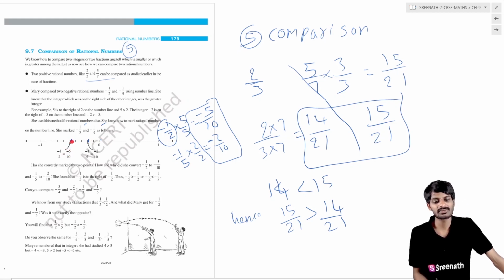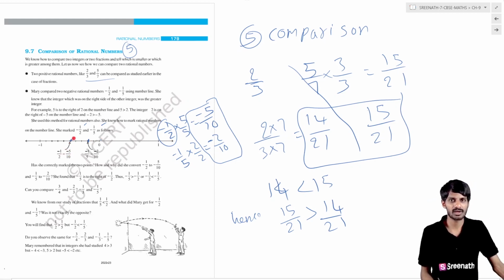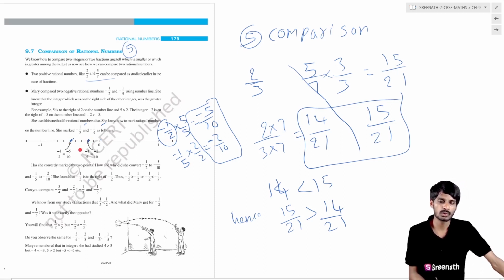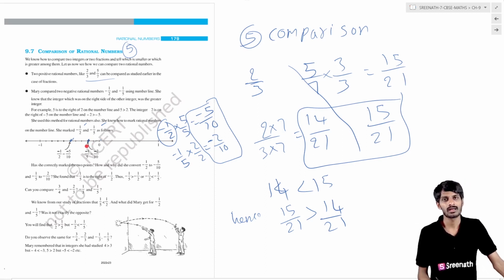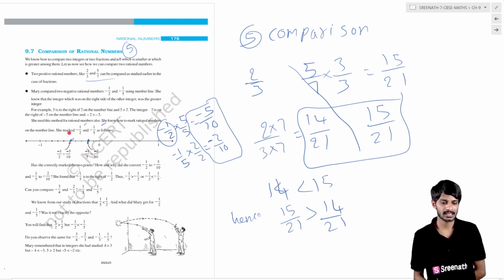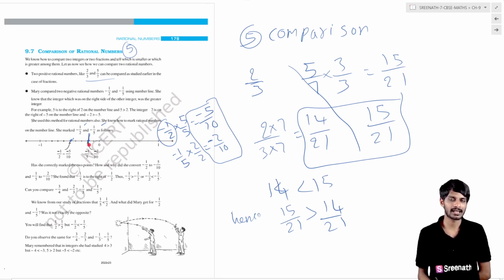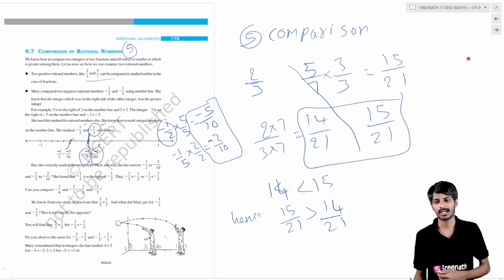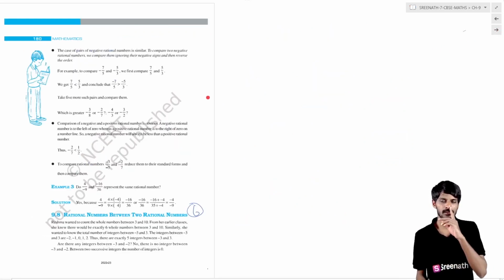In this way, if you observe, this is minus 5 by 10 and this is minus 2 by 10. Which is greater? According to the rule on the number line, the number on the right side is greater than the number on the left side. So minus 2 by 10 is the greater number. Minus 2 by 10 is nothing but minus 1 by 5, so it is the greater number. In this way you can compare rational numbers.